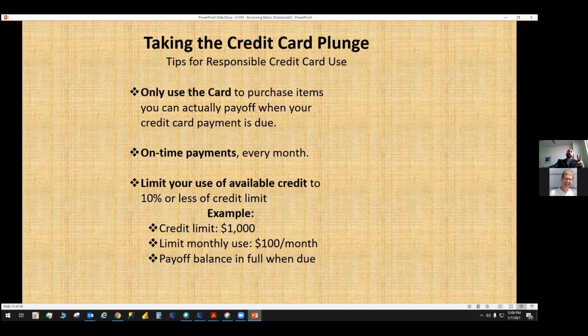Only use the credit card to purchase items that you can actually pay off when the credit card payment is due. A really interesting thing about credit cards is you don't actually pay any interest if you purchase an item and pay it off within the same month. It's almost like using it for cash.